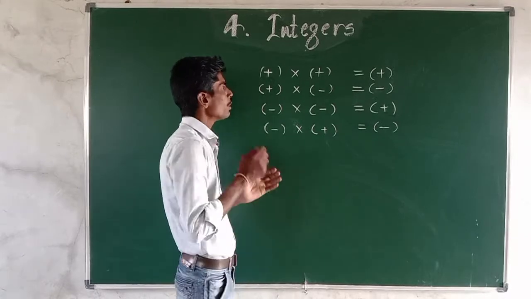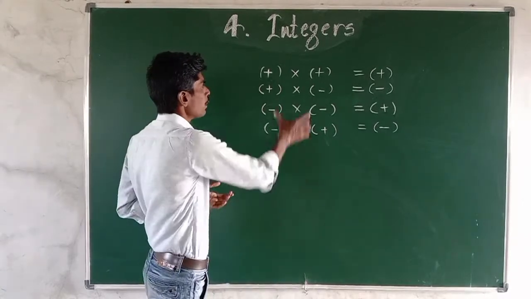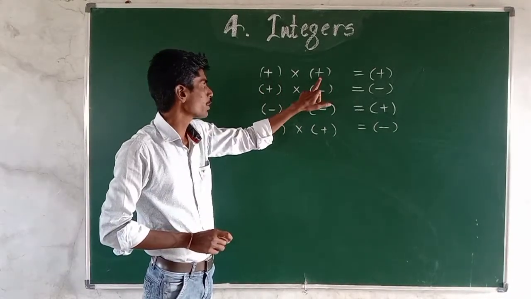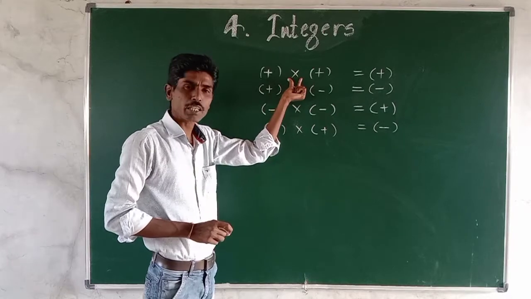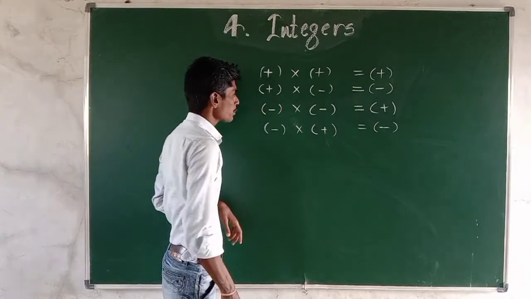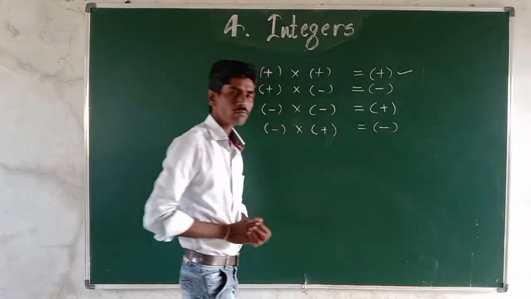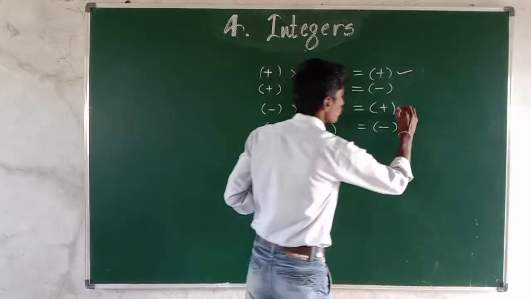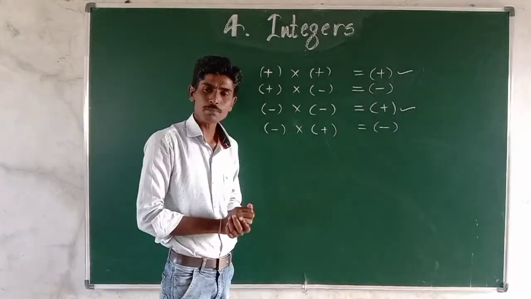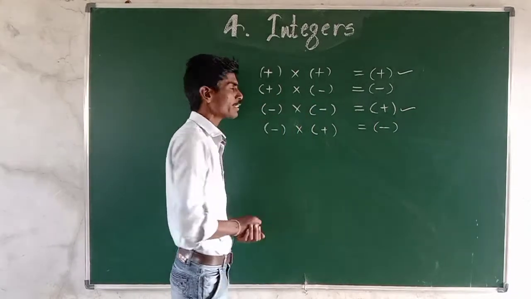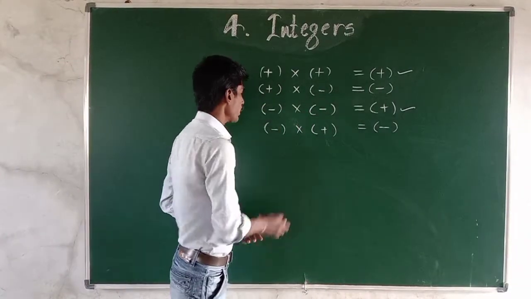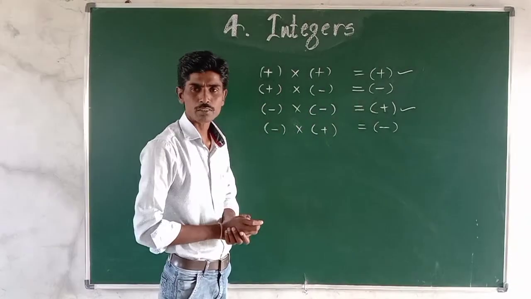Means if you see any two signs which are the same, and there is a multiplication between two same signs, the answer will be plus. Means plus into plus is also plus, and minus into minus is also plus. But if there are different signs and there is a multiplication, the answer will be a minus. Means plus into minus is minus, and minus into plus is also minus.